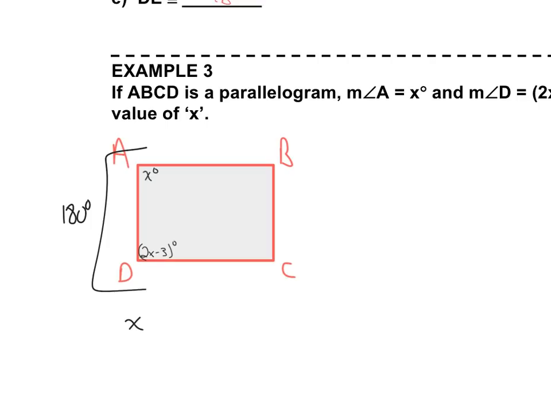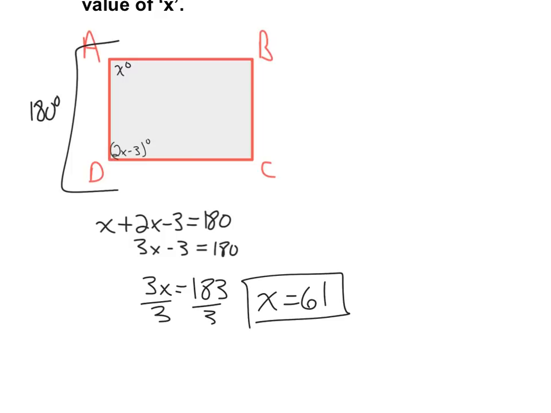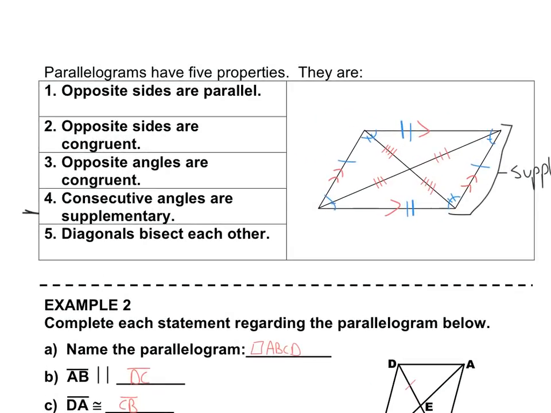So I have x plus 2x minus 3 equals 180 degrees. That's 3x minus 3 equals 180 degrees. I'm going to add 3 to both sides, so 3x equals 183 degrees. And then I divide by 3, and I get x equals 61. Now you can plug that back in and check if you want to, but usually you guys do pretty well at that stuff, so I'm not too worried about you making a lot of mistakes. All right, let's go to the page.